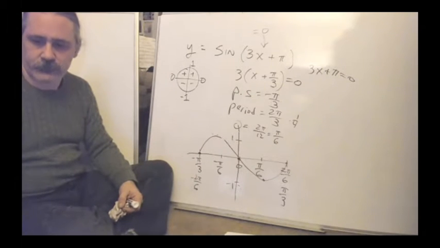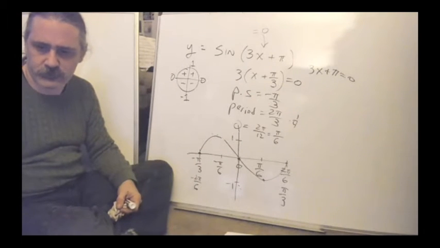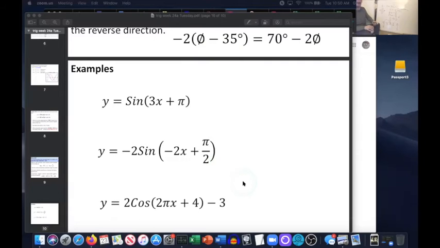Okay, so the next one. The next one would be that. And notice now we have a negative period, and we also have a negative amplitude.